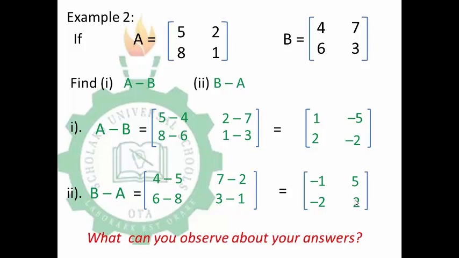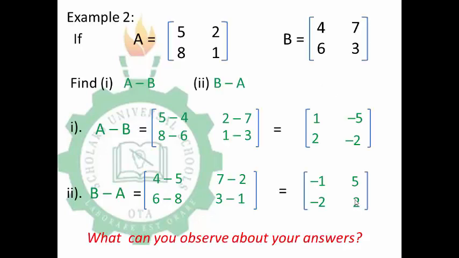That is our observation. So what can you observe? You observe that A minus B is not equal to B minus A. And from what you have here, you will see that for each value here, you have the negative form of it.